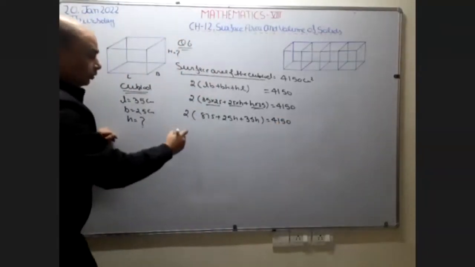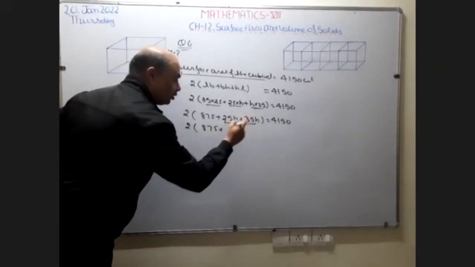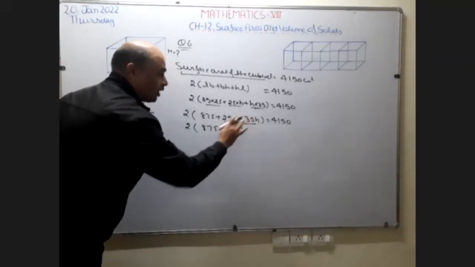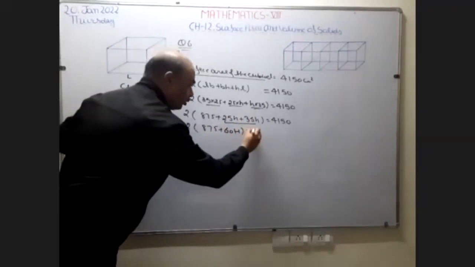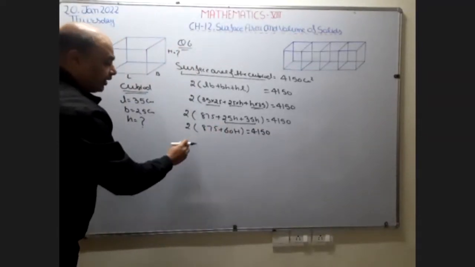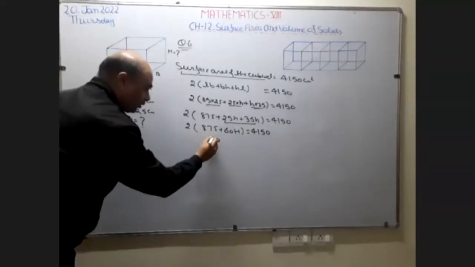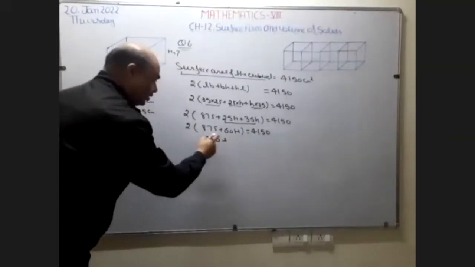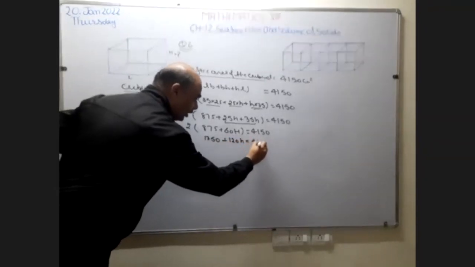Now, 2 is going to remain the same, 875. Both are H. So 25 plus 35 is going to be 60H. So add these two terms because both are in H. So 25H plus 35H is going to be 60H, equal to 4150. Now open the bracket. When you open the bracket, this 2 is going to multiply both the terms. So 2 5s are 10, 2 7s are 14 plus 1 is 15, 2 8s are 16 plus 1 is 17. So this becomes 1750. Now multiply this 60 by 2 also. This is going to be 120H equal to 1450.